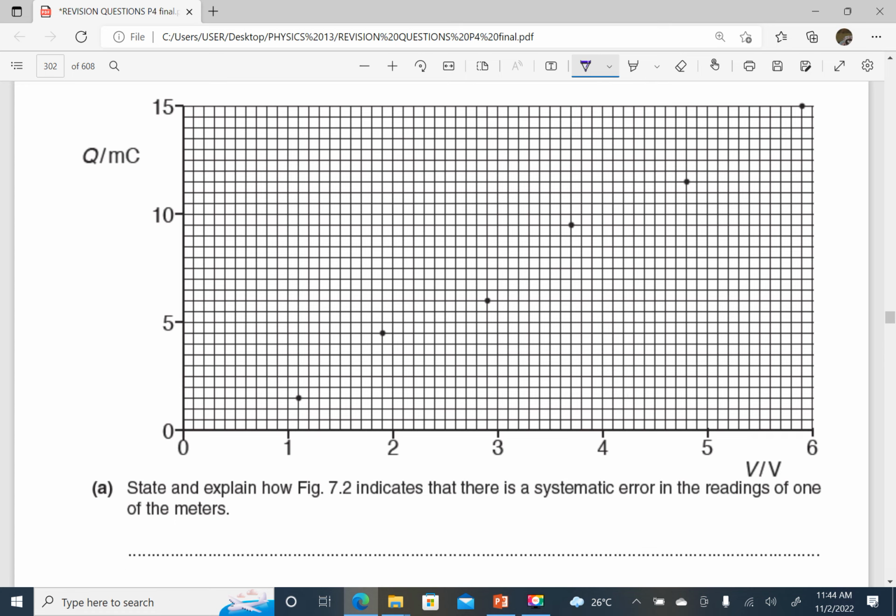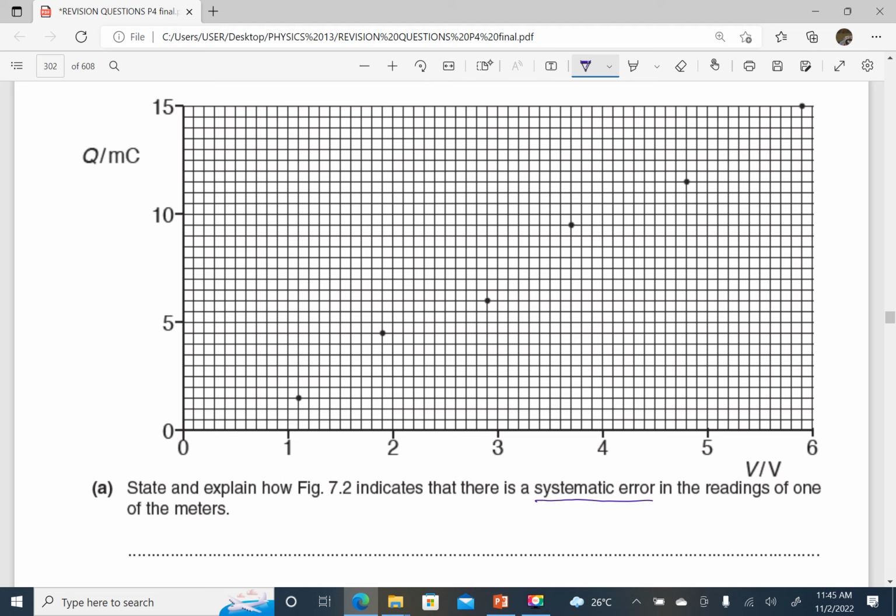You see that the values have been plotted. State and explain how the figure indicates that there is a systematic error. Note that a systematic error is going to make values to be either above or below the true value by a constant amount. Let's check if there is a systematic error. If there is a systematic error, the line of best fit will not go through the origin, through 0, 0.